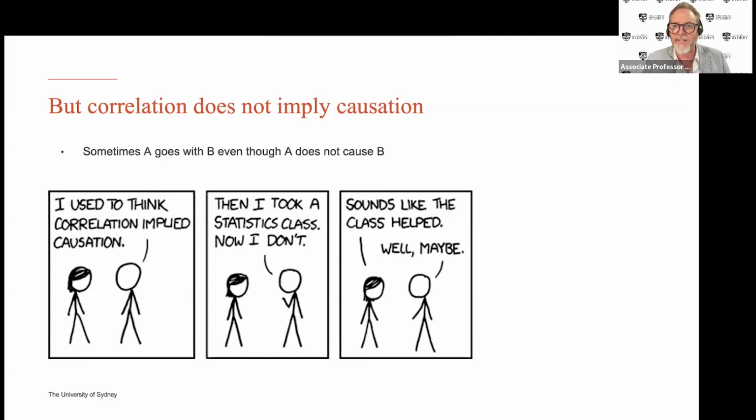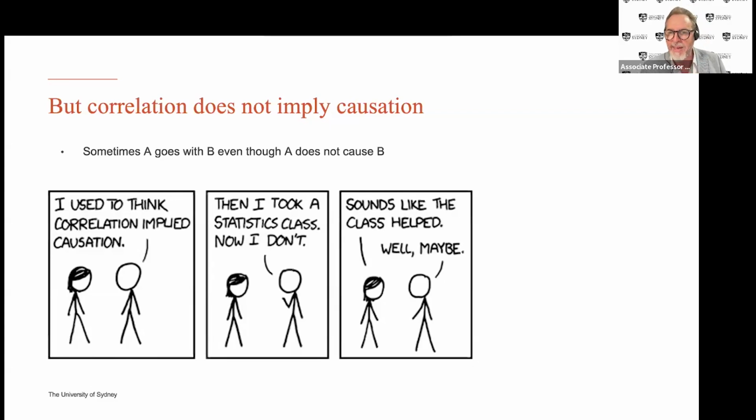What's being suggested in this phrase is that sometimes A does go with B, even though A doesn't cause B. So sometimes there is a pattern that you've noticed, A happening and then B happening, even though A does not cause B. And there's a kind of little cartoon joke here to illustrate this claim. I used to think that correlation implied causation. Then I took a statistics class. Now I don't. Sounds like the class helped. Well, maybe it did. So this is classic nerd humor.